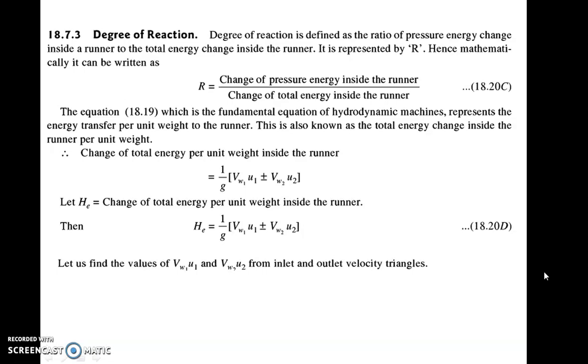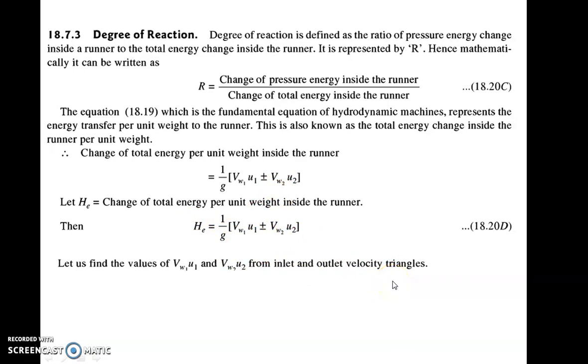So that causes the main difference between the impulse and reaction turbine. So let us see what is the definition of degree of reaction. Degree of reaction is defined as the ratio of pressure energy change inside a runner to the total energy change inside the runner. Inside the runner whatever is the change of energy, that occurs because of pressure energy and kinetic energy, while whatever is the contribution from pressure energy side, that divided by total energy change, that will be called a degree of reaction. Change in total energy is nothing but the total head across the water turbine, that is nothing but Euler's head, which is Euler's equation, 1 by g (Vw1 U1 ± Vw2 U2). So that is the Euler's equation. This is also called the Euler's head. Okay, this is the total energy.